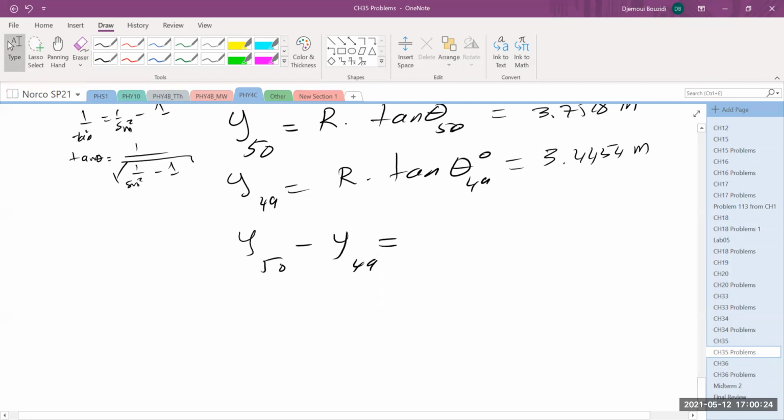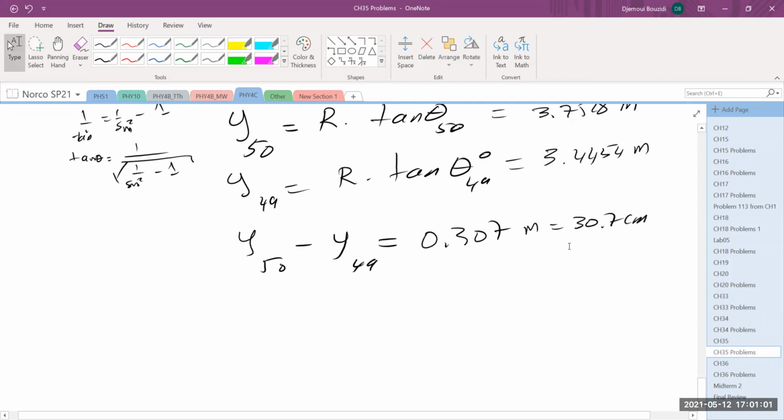And now the difference between them, which is exactly what we're supposed to find, y50 minus y49, is going to be the bigger number, because it's bigger. It has to be bigger because it should be separated, it should be on top, minus the first one. It's 0.307 meters, or 30.7 centimeters.